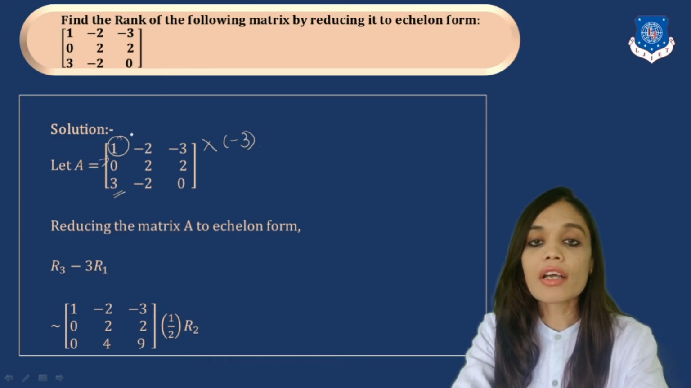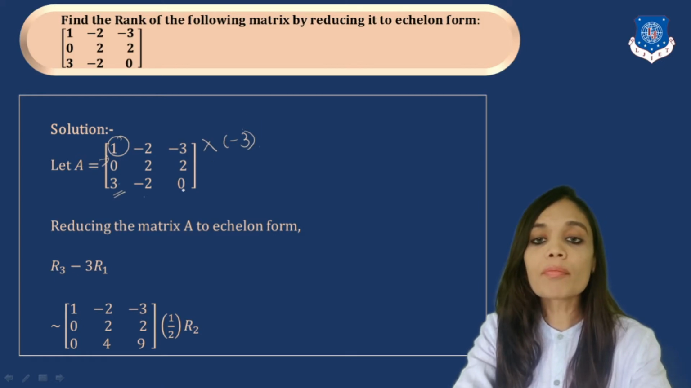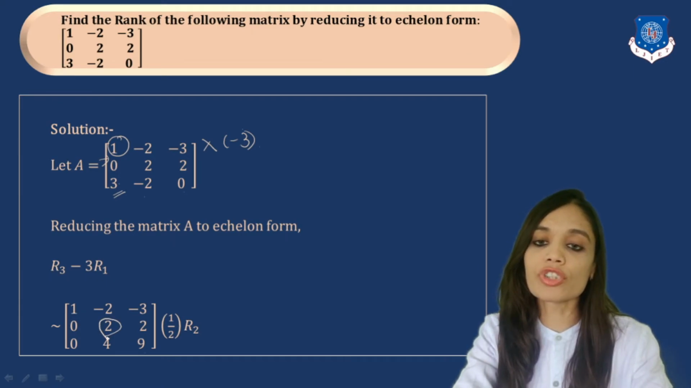So what will we get? Minus 3 plus 3, so the answer will be 0. Now 6 minus 2, so the answer will be 4. Now 9 plus 0, so the answer will be 9. Okay. Now our task is to form a leading one at this position.